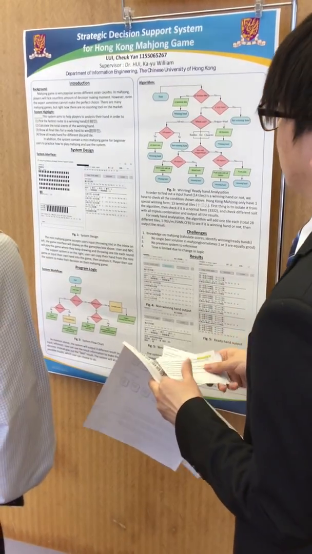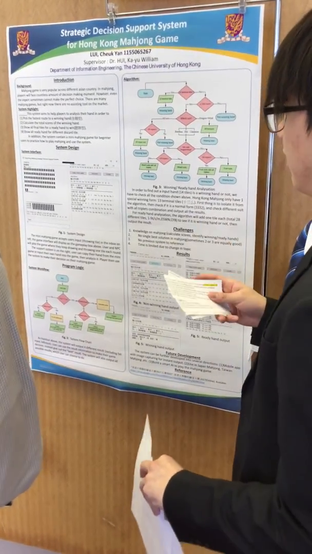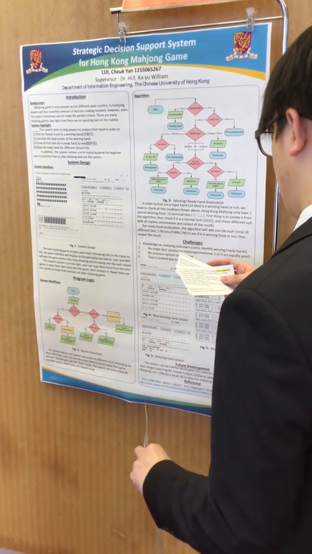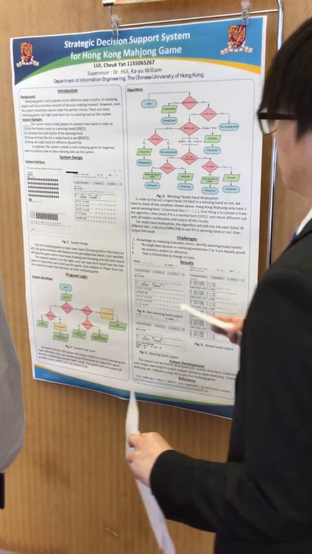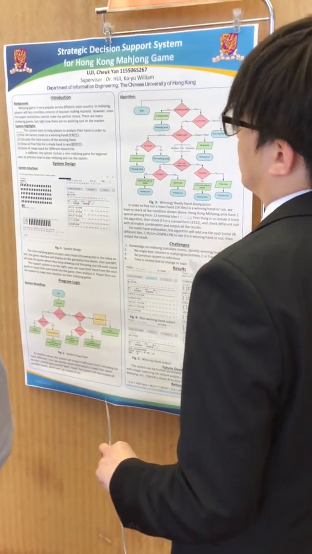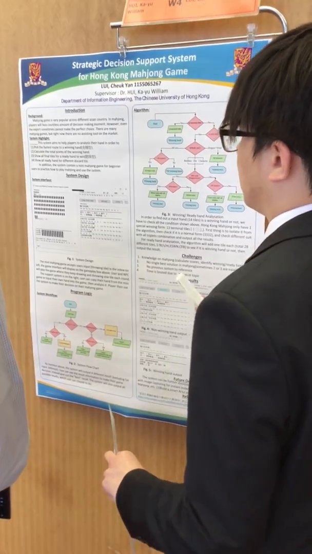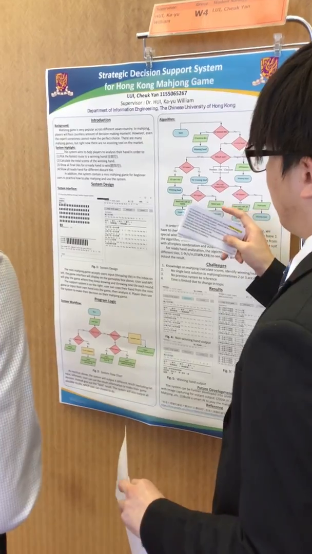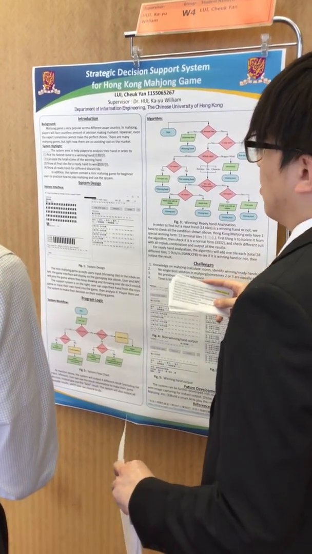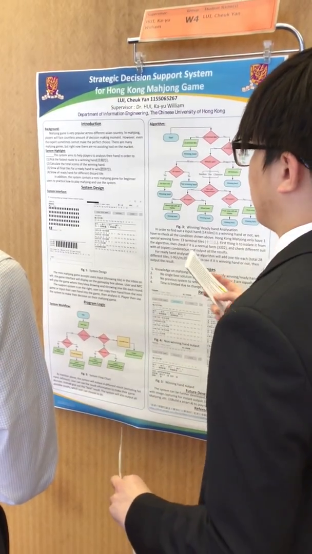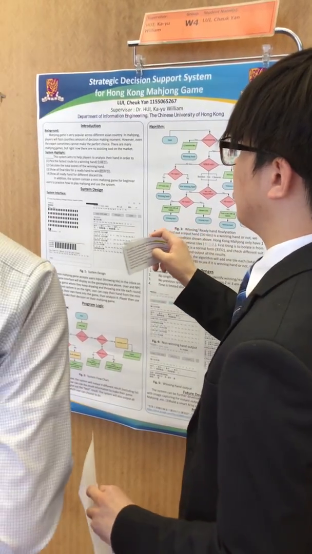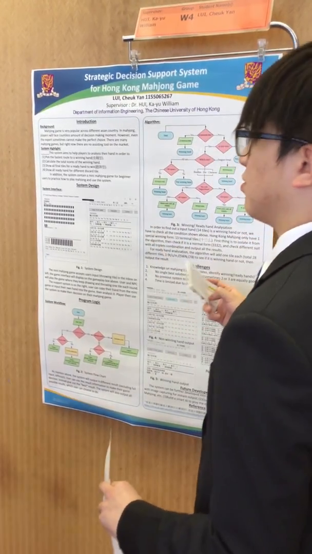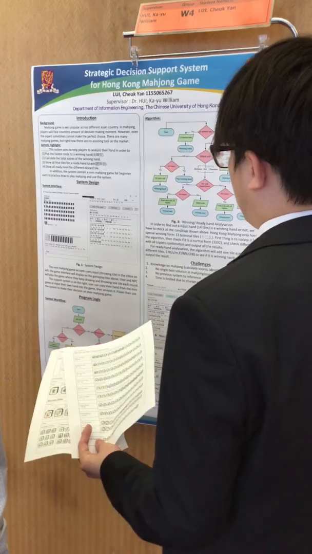And in my project, I use Hong Kong Mahjong as a reference. Then my project goal is to solve 4 different scenarios. The first one is when at the beginning of the game, you get a random set of 14 tiles. It can help you calculate the fastest route to a winning hand.